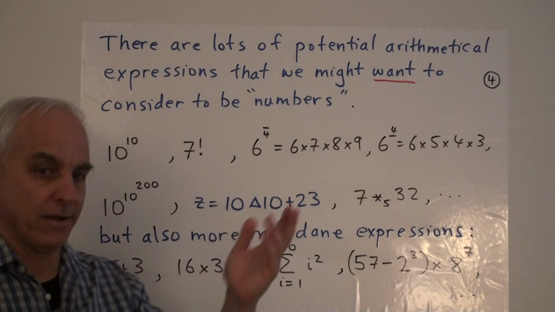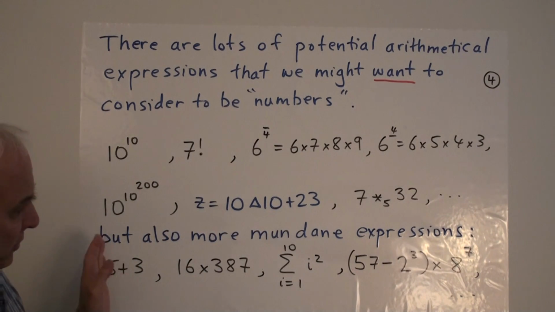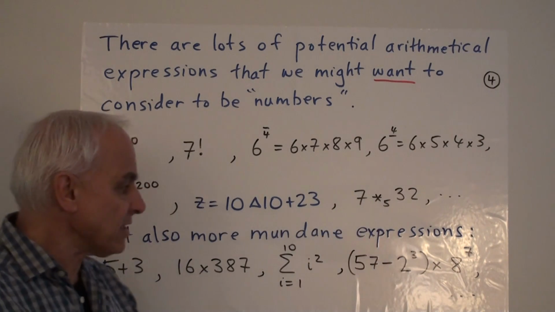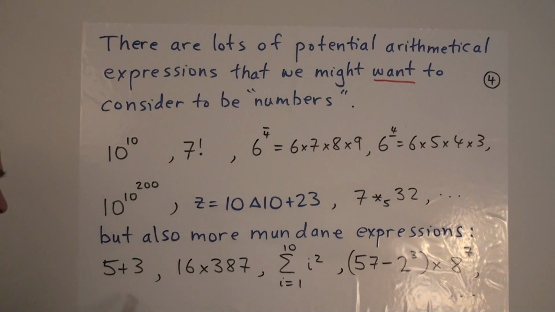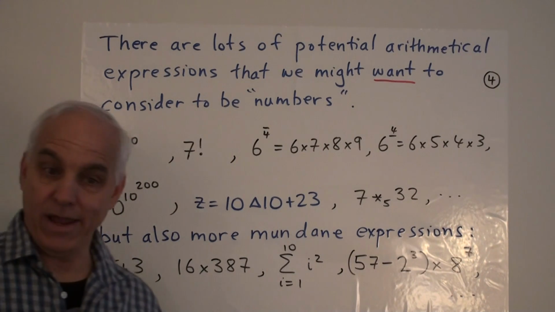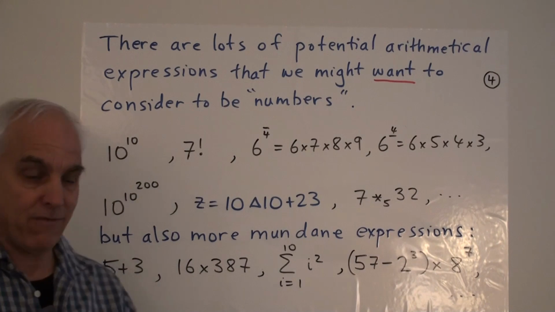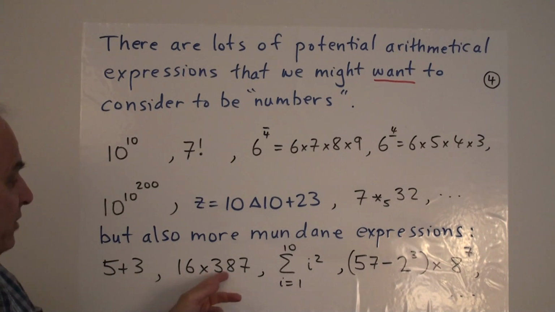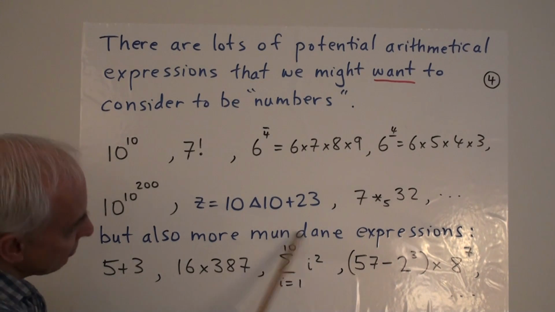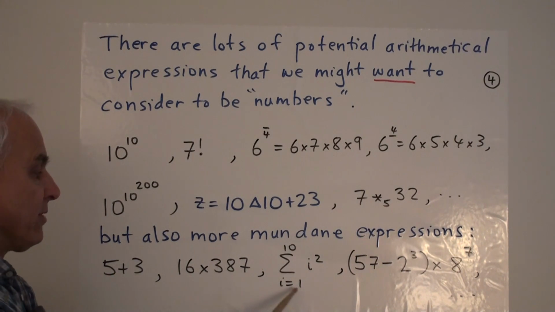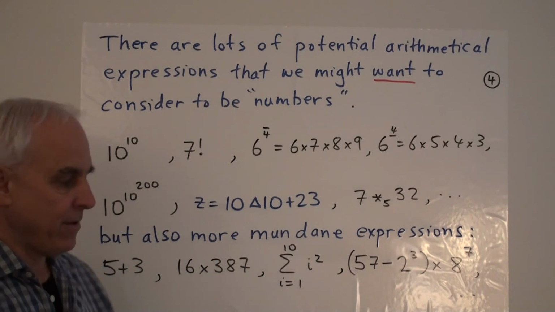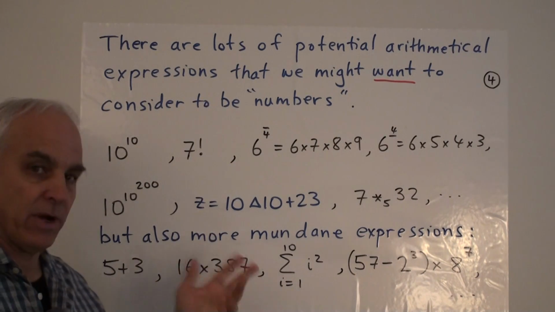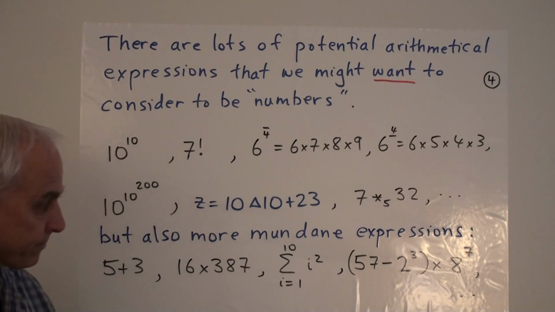But there's also more mundane expressions, things that are not quite so sophisticated and huge as this, but just more elementary things. For example, 5 plus 3. That's also a mathematical expression involving some numbers and operators. Or 16 times 387. Or maybe something involving a summation, like the summation of i squared for i equals 1 to 10, which is usually interpreted to mean the sum of the numbers 1 squared plus 2 squared plus 3 squared and so on, all the way up to 10 squared.